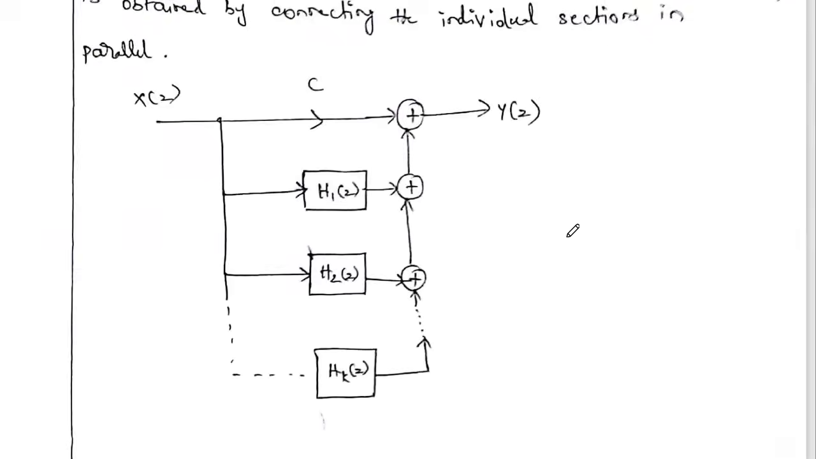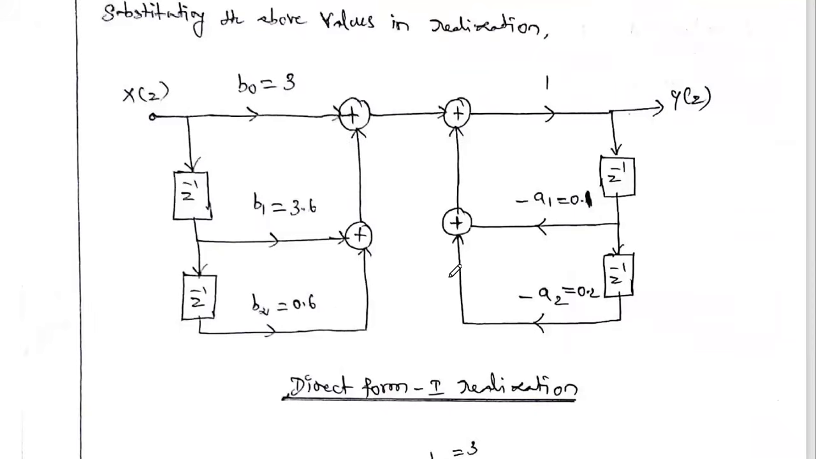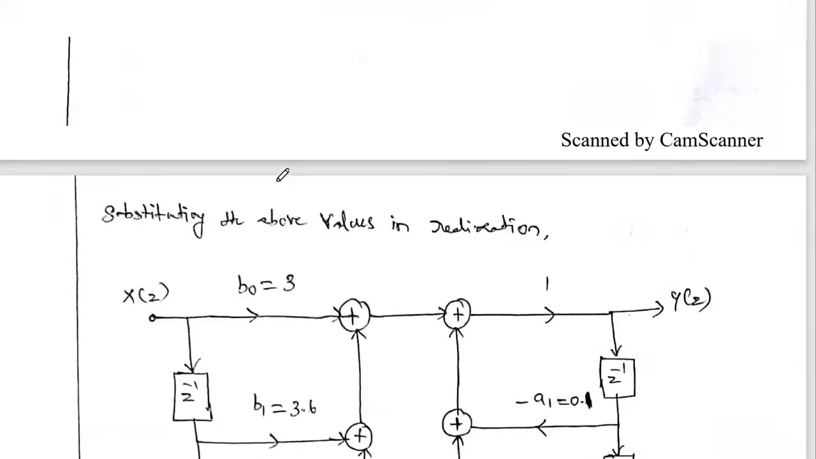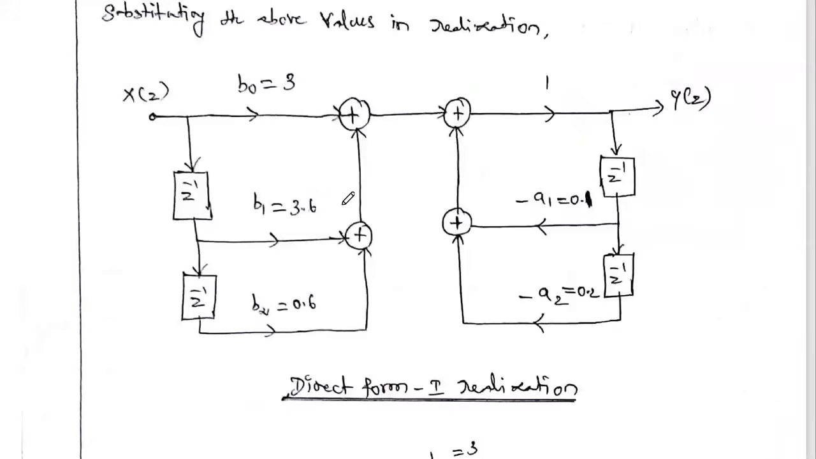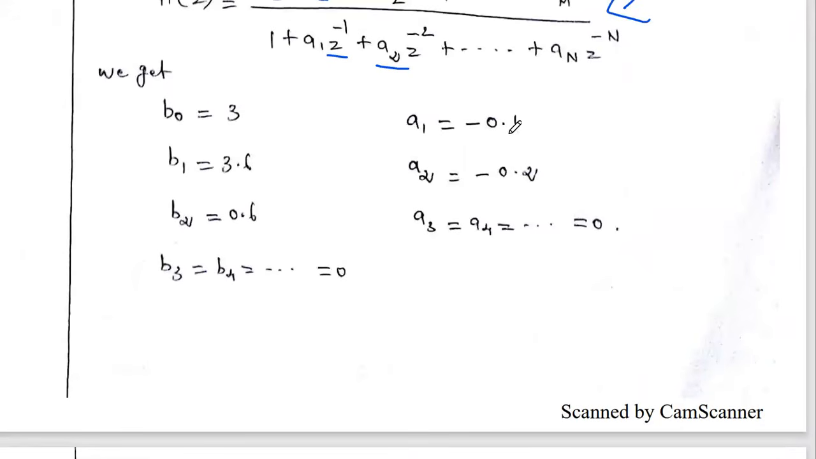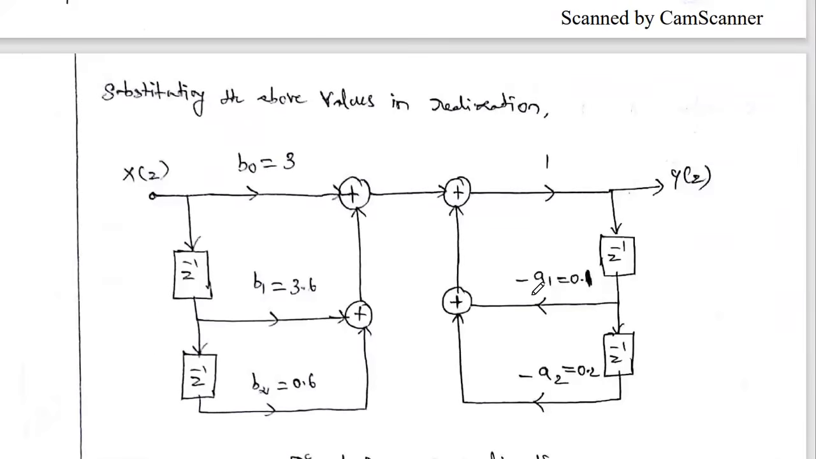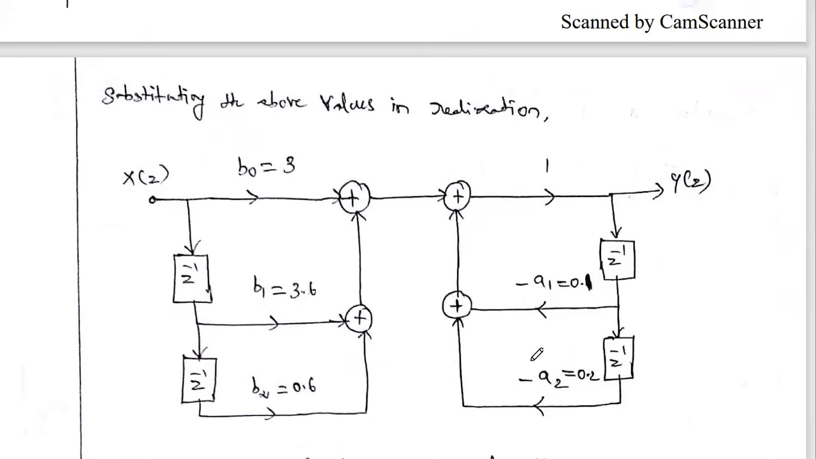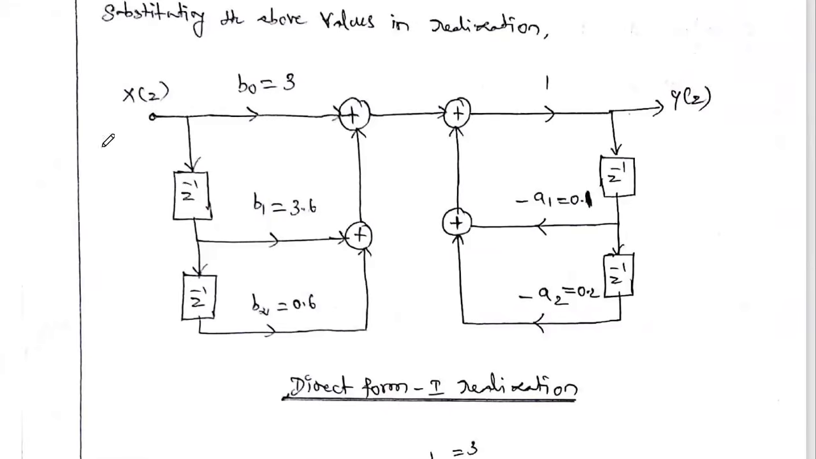We have to remember the direct form 1 general diagram. Now we substitute the values. The value of B0 is 3, B1 is 3.6, and B2 is 0.6. These are the scalar multiplier values. Similarly, the value of A1 is minus 0.1 and the value of A2 is minus 0.2. In our diagram there is a minus A1, so minus of minus 0.1 is 0.1. Similarly, minus of minus 0.2 is converted to 0.2. So this is the direct form 1 diagram.